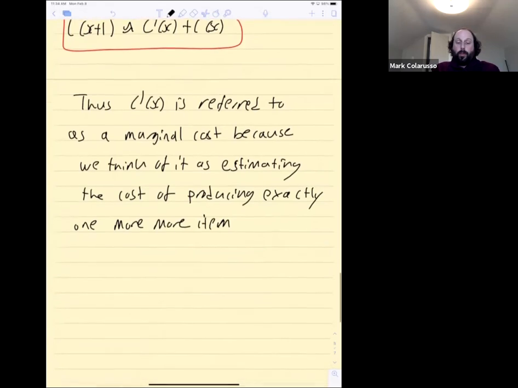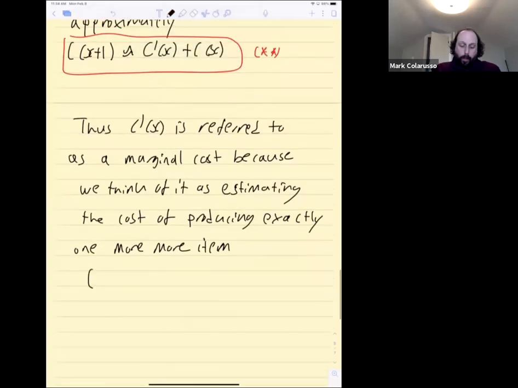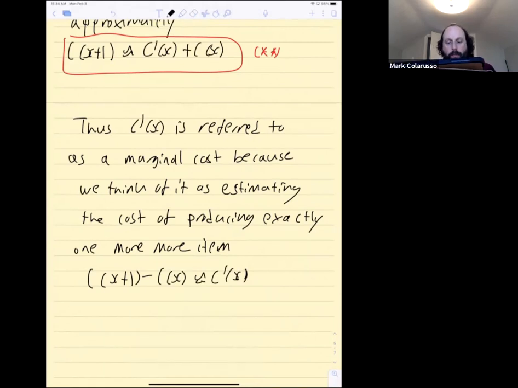By just rearranging. So if we rearrange this equation here, I call it double star, we would get C of X plus 1 minus C of X is approximately C prime of X. So the difference in cost of producing X plus 1 versus X, going from X to X plus 1, that difference in cost is approximately the derivative or the marginal cost. So that's where the term is coming from.